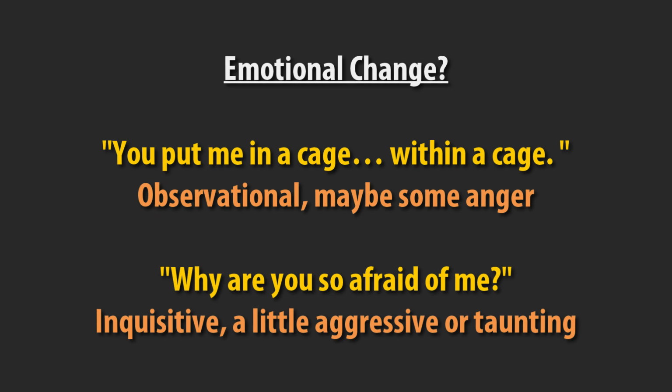If I break it down a little bit, split it into two lines, the "you put me in a cage within a cage" starts off observational. Maybe there's some anger behind what he's saying. And then the last part, "why are you so afraid of me?" could be interpreted as inquisitive, but you get the feeling that he does know why he's so afraid of him. So it comes across as kind of aggressive or taunting even. Certainly a passive-aggressive situation to be had here.